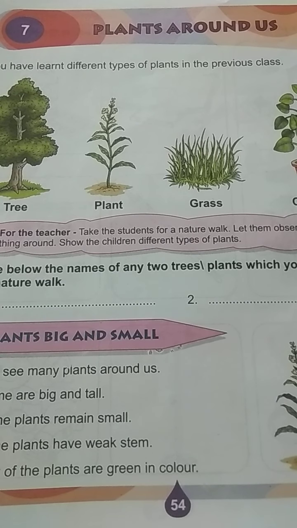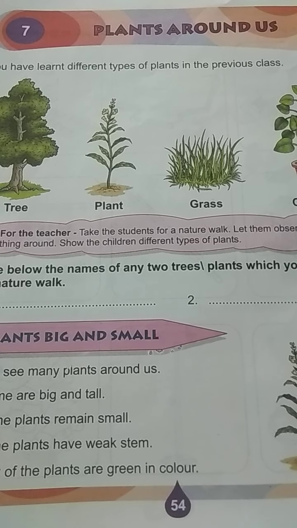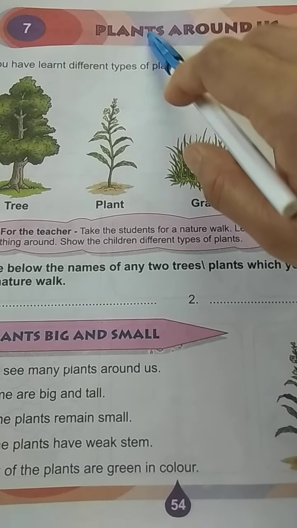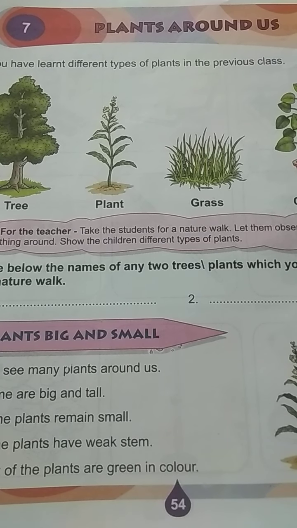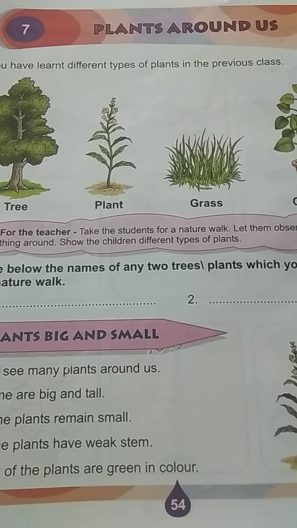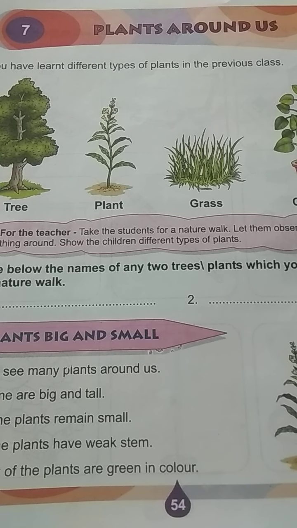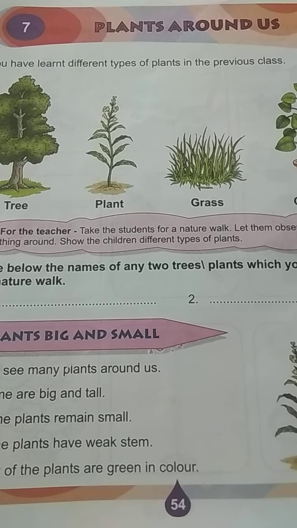Good morning, students. Today we are going to start off with a new chapter, chapter number 7, Plants Around Us. When we see around us, we see there are many plants. Some are big, some are small. But before I take this chapter, I will talk about the key features of the plants.